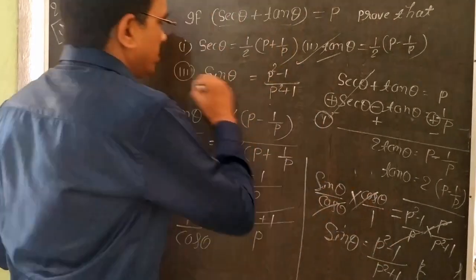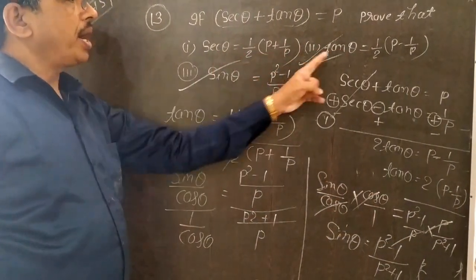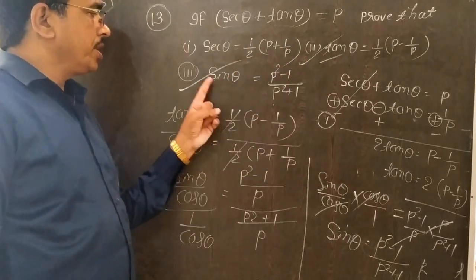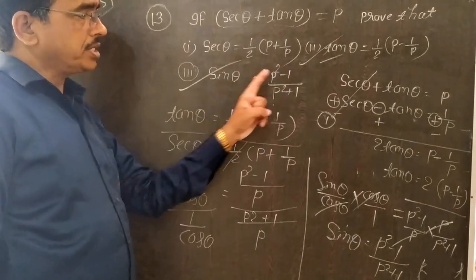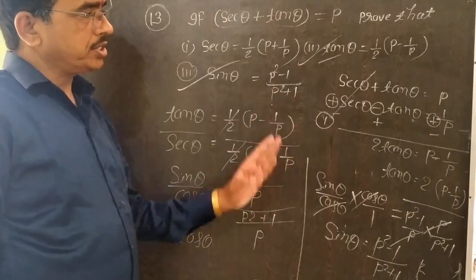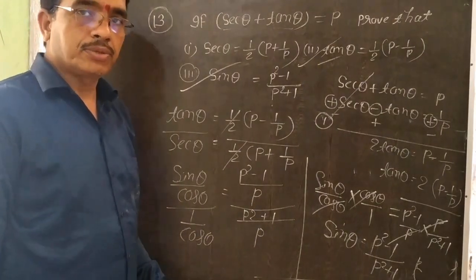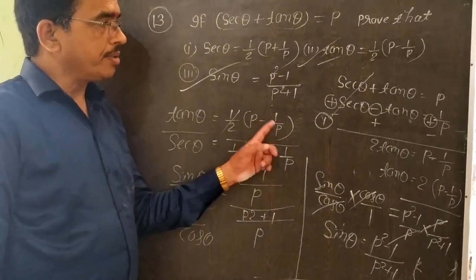That is your solution. So first solve these two, after that divide LHS and RHS, then you get the third equation, that is sin theta is equal to p squared minus 1 by p squared plus 1. This is the last question of elimination. If you have any problem, then ask me, and then I will help you. Thank you.